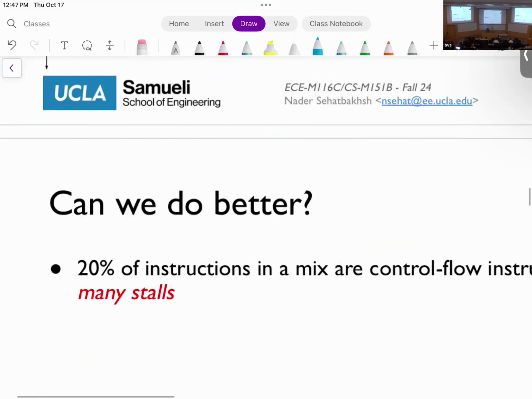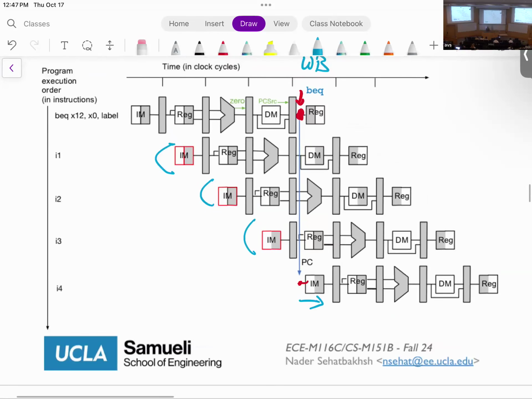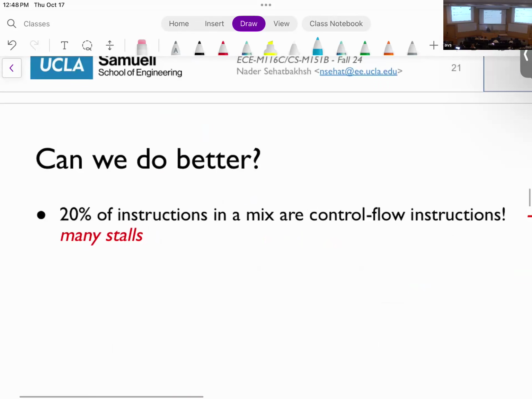Okay? All right, so let's see how bad this is. If I stall the processor for 3 cycles, how much performance hit am I going to get? Let's talk about some numbers, and these numbers are coming from average numbers that we see in our benchmarks. Yeah, there's a question.